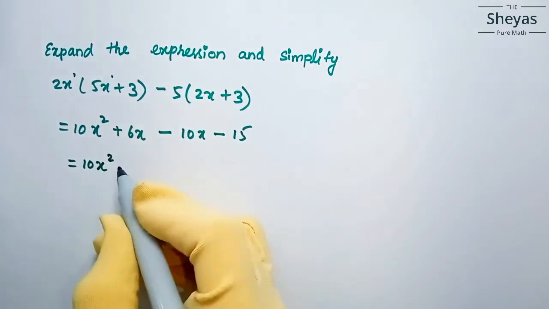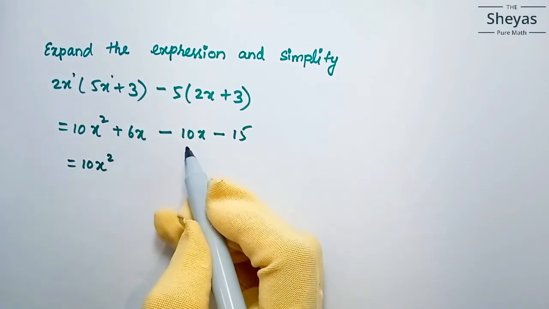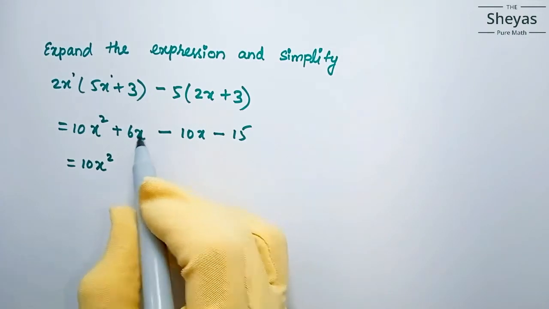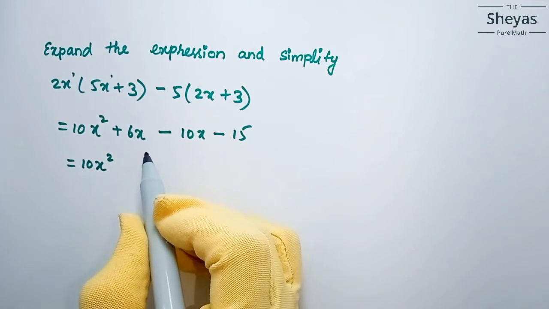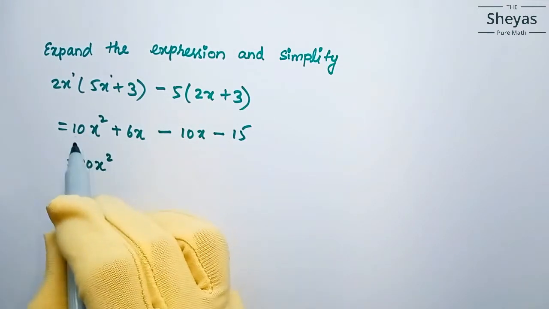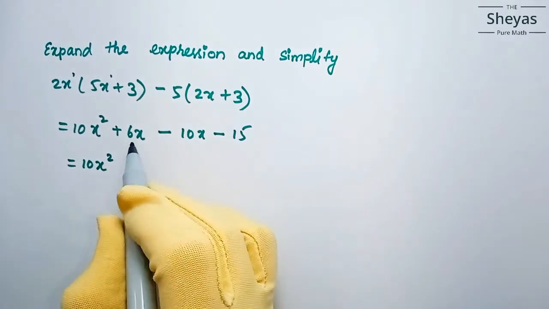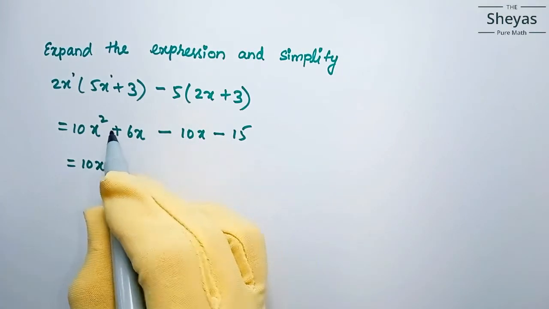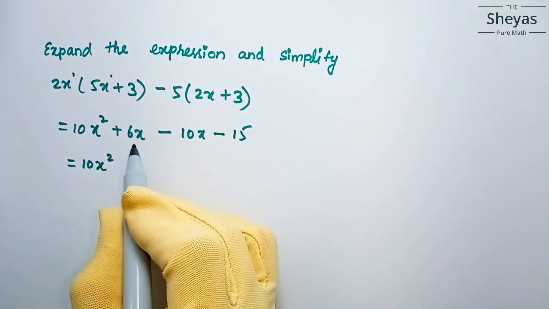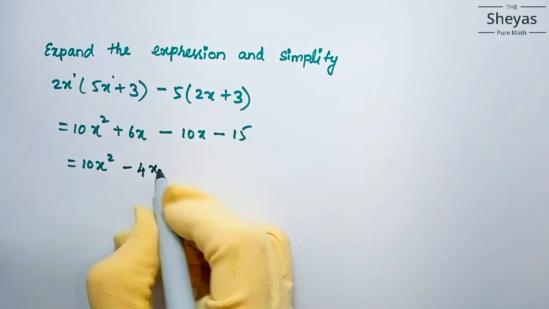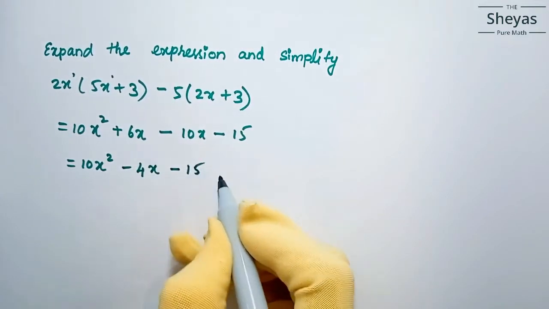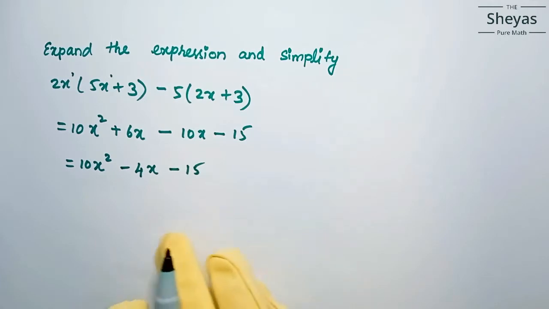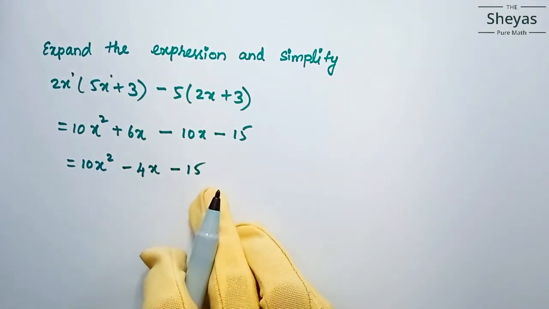What is the next step? 10x squared. Here you have 6x and minus 10x. They are like terms, so you can add or subtract them. Since they have different signs, you subtract. You have only one x squared term, so write that as such. 6x minus 10x will be minus 4x. Minus 15, you have only one constant term, so write that as such. So what is the answer? 10x squared minus 4x minus 15 is the required answer.